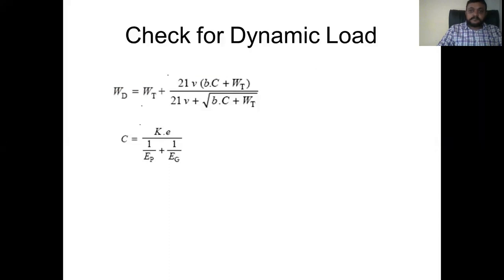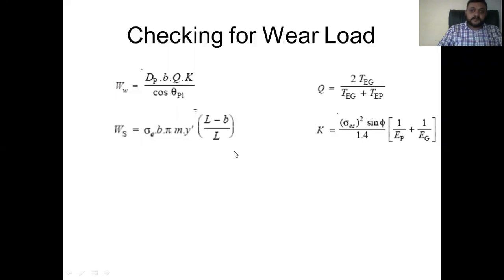And then check the design for the wear load by modifying the equation for bevel gear like this. Ww is equal to dP into B into Q into K divided by cos theta P1. And here you can use this equation, additional factor is this for Ws.